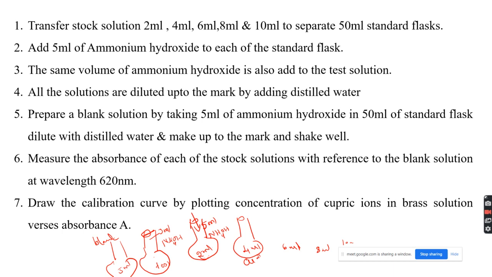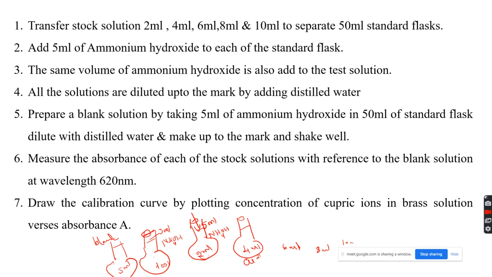Then all the solutions are diluted up to the mark and shaken well for uniform concentration. That means we are preparing different standard solutions with varying amounts of brass solution, 2, 4, 6, 8, 10 ml. Then a blank solution is prepared by taking 5 ml ammonium hydroxide in a 50 ml standard flask, diluting with distilled water, making up to the mark and shaking well for uniform concentration. Then we'll measure the absorbance of each solution with reference to the blank solution at 620 nanometer.